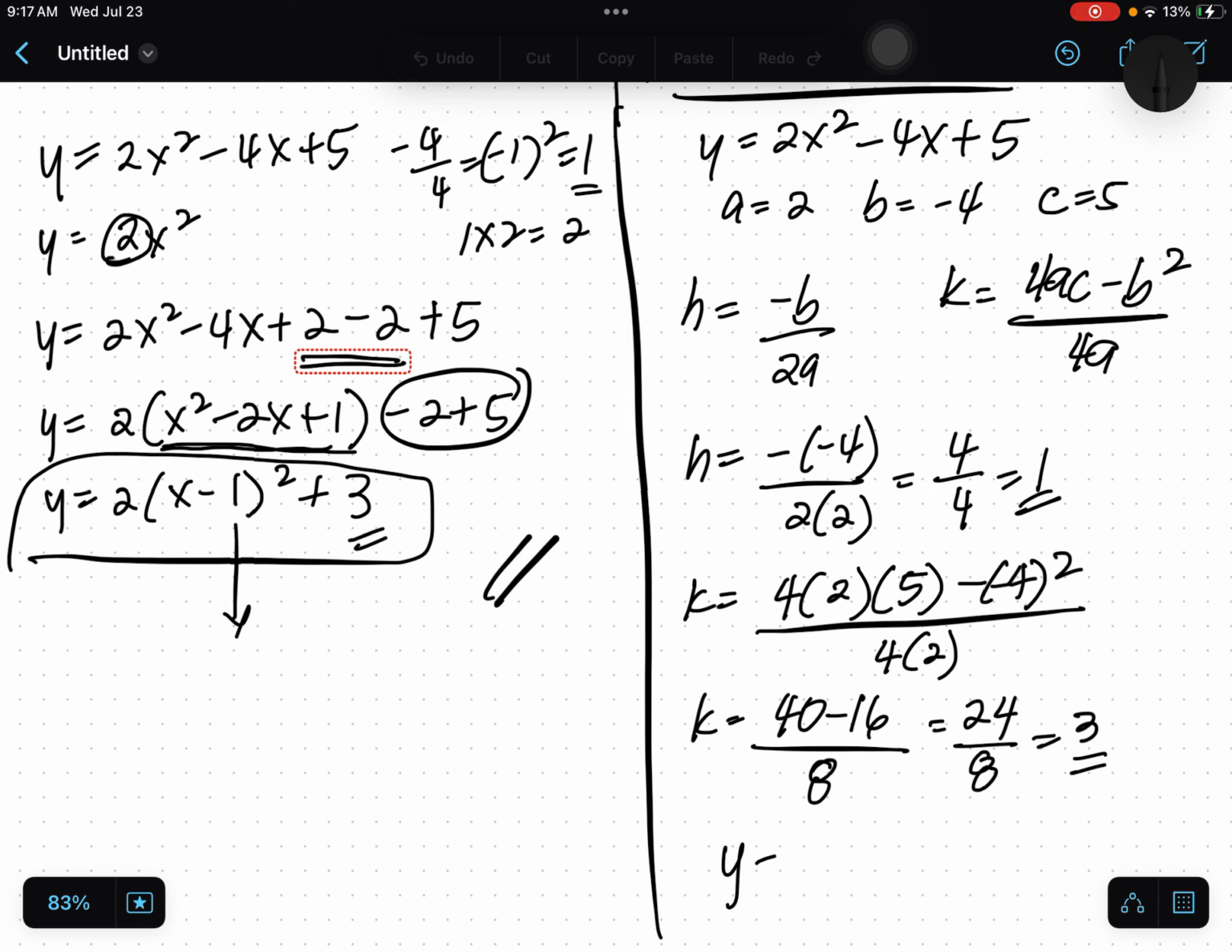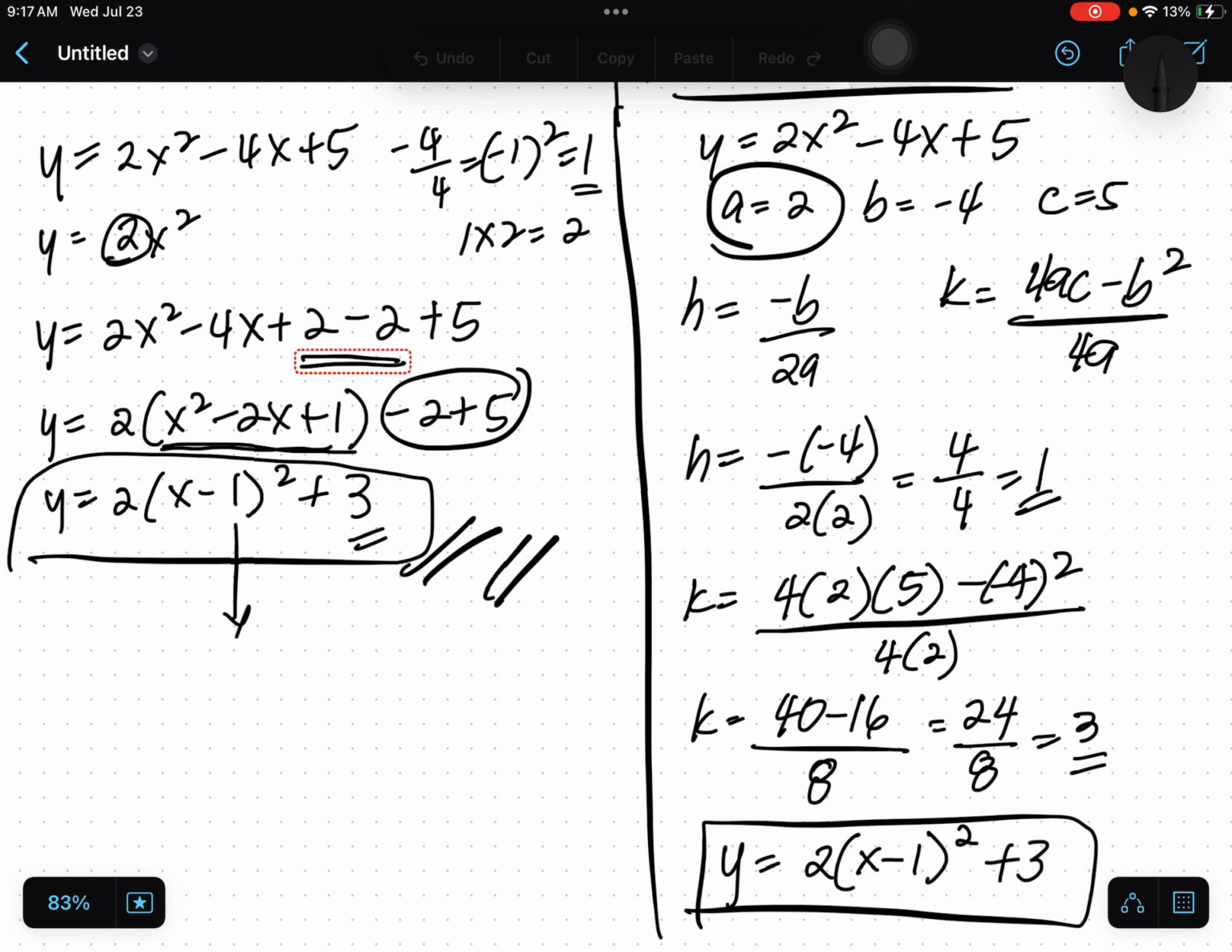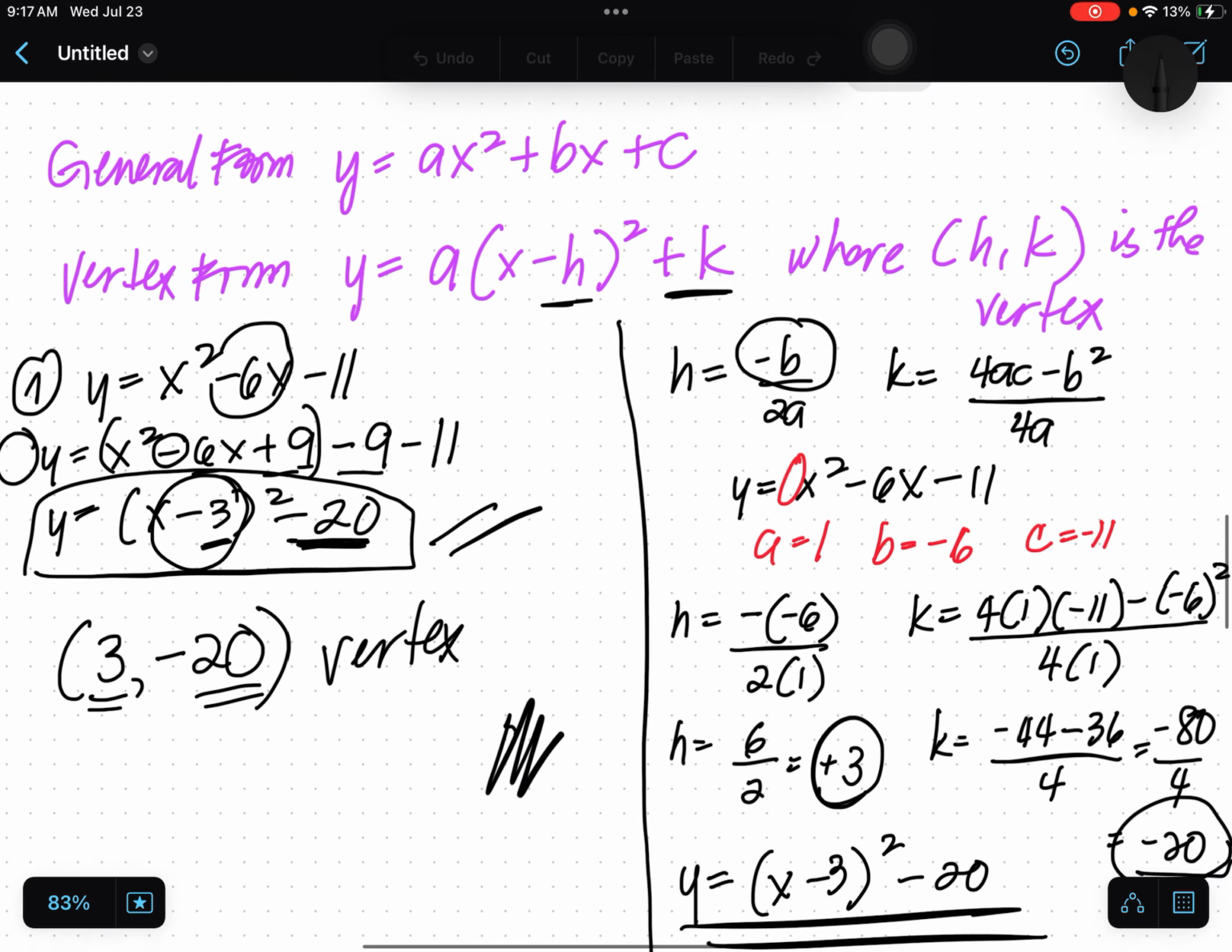So, if I'm going to rewrite this now, kukuhanin ko lang yung a natin. 2, and then x minus 1 squared plus 3, which is, ta-ta, the same. Yay, the same. Okay, so that is how you transform from general to vertex.